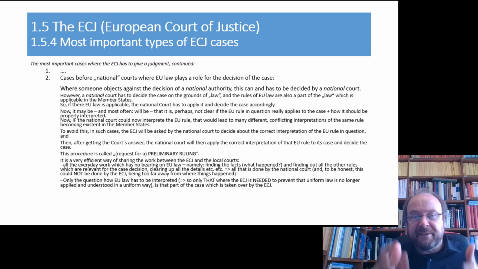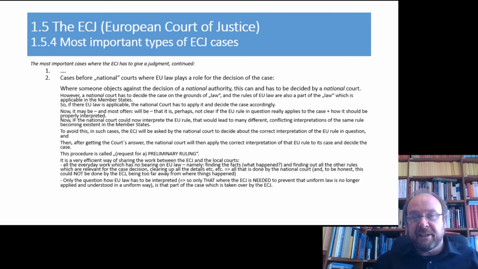And when they later come to the conclusion, well, the case decision really relies on how EU law has to be interpreted here, then they say that's not what we have to decide. Now we ask the European Court of Justice to rule on that specific matter, and when we get its answer, then we know the full meaning of the legal rules, can just apply them to the case, decide it, and the matter is closed.